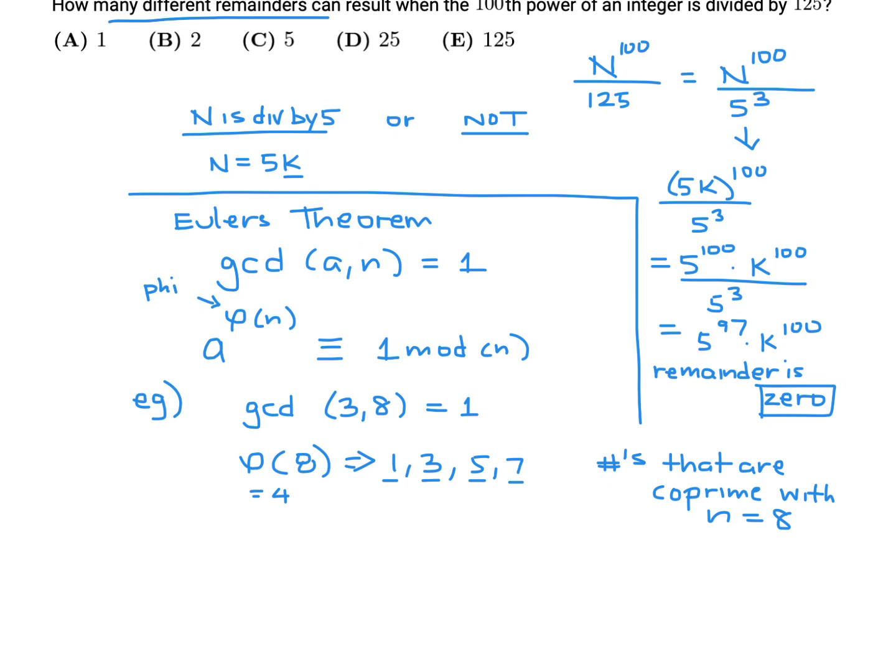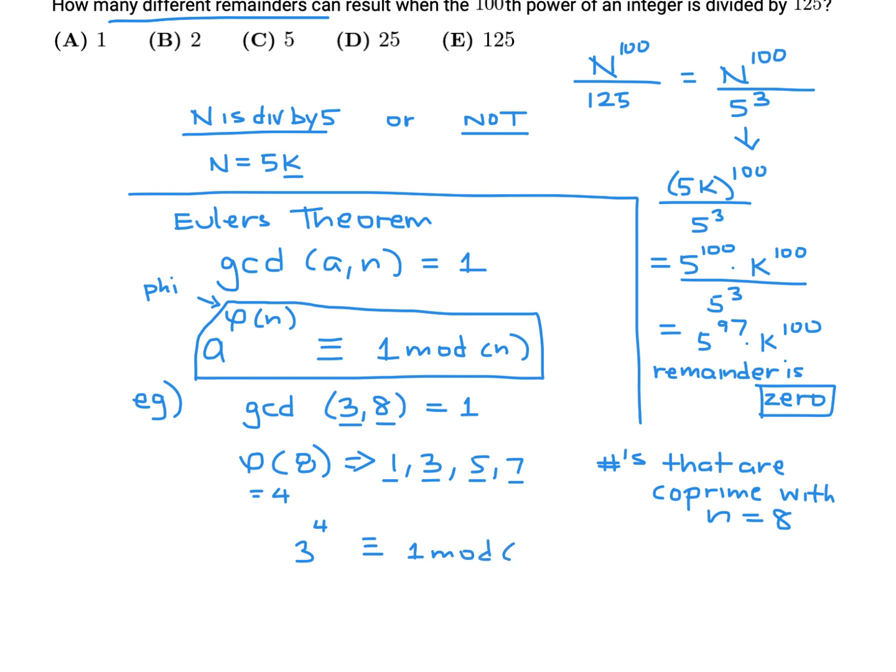So if we go back to Euler's theorem right here, a in this case was 3 in my example, 3 to the power of 4 is equivalent to 1 mod n, and n in our case is 8. Since this number is relatively small, you can verify it. 3 to the power of 4 is 81, and 81 is indeed 1 mod 8, because if you divide by 8, you get a remainder of 1. So I think that's what we have to use.